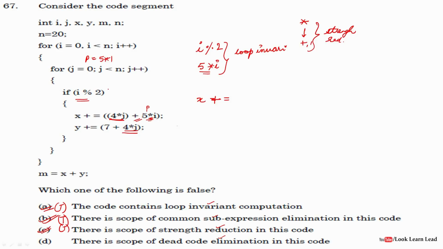And from here there is no dead code, because we have n initialized to 0 for both. This loop would run n times, this would also run, and after completing this and this scope, this statement would also run. So there is no dead code elimination. So the answer should be D. That is, the scope of dead code elimination is not there in this code, so this statement is false. This is our answer. Okay, next.